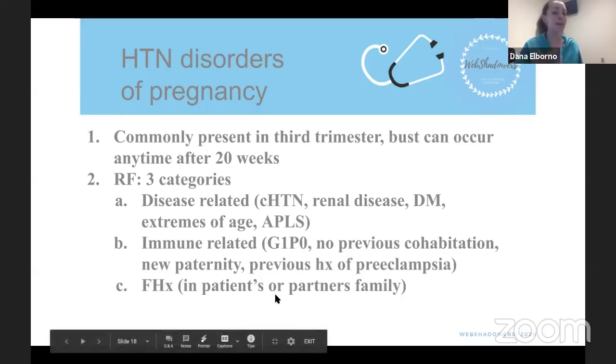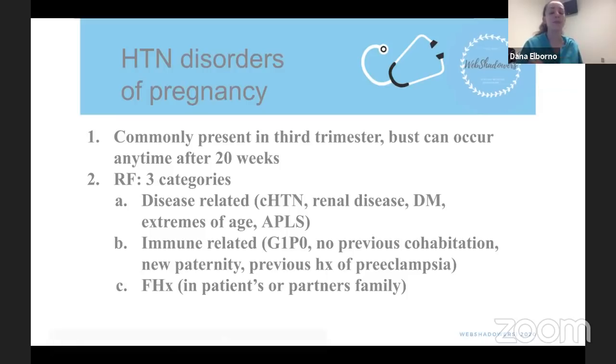And of course, anytime somebody asks you what's a risk factor for this occurring, you'll never be wrong by saying having it happen before. A previous history is a risk factor. So anytime someone says, well, what's a risk factor for preeclampsia, you can say previous history of preeclampsia.